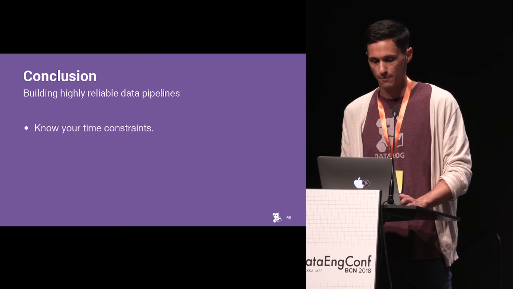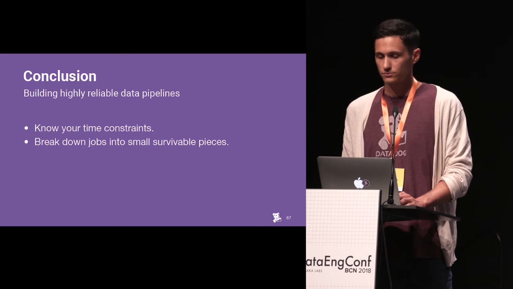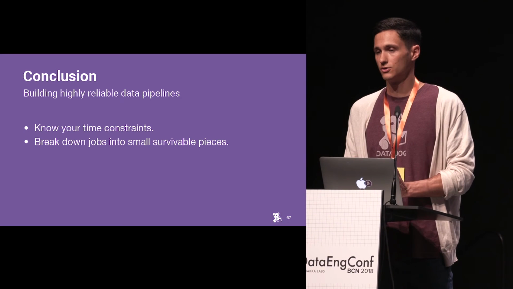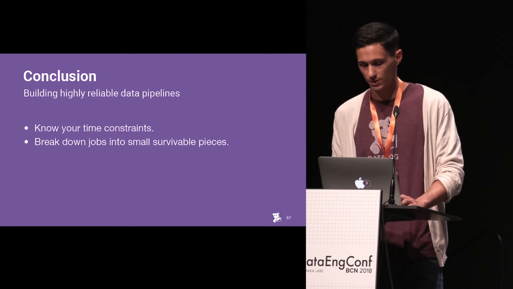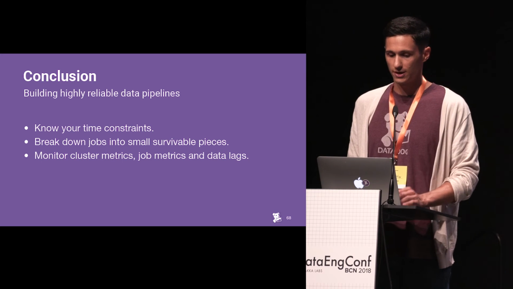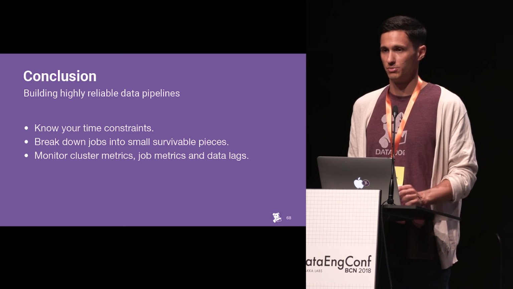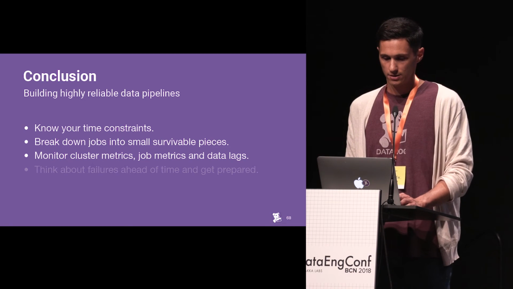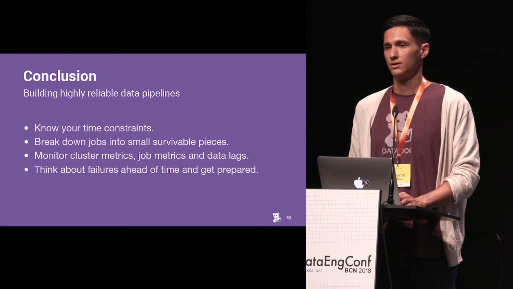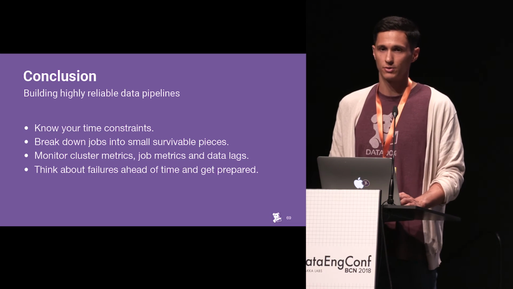So know your constraints. The second thing is break down your jobs into small survivable pieces. A good rule of thumb for us is to have jobs not bigger than 1 or 2 hours. That's the maximum we have. And monitor as much as possible. Collect system metrics, job metrics, and data lags to get the global picture. And think about failures ahead of time and get prepared to handle them, to recover fast, and to limit the customer-facing impacts when you can't recover fast enough.